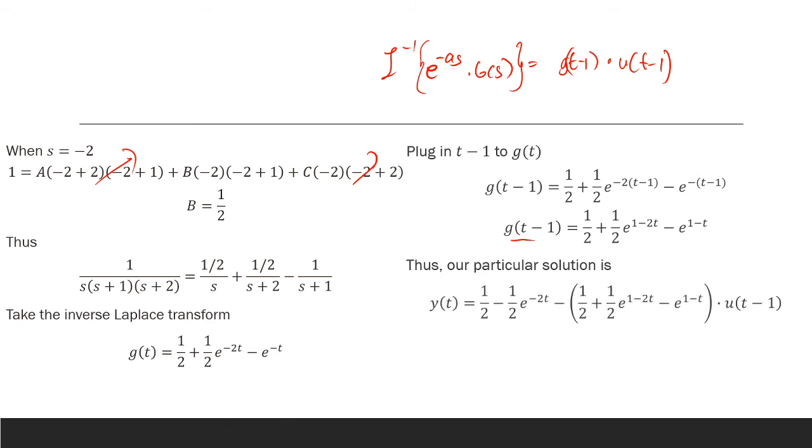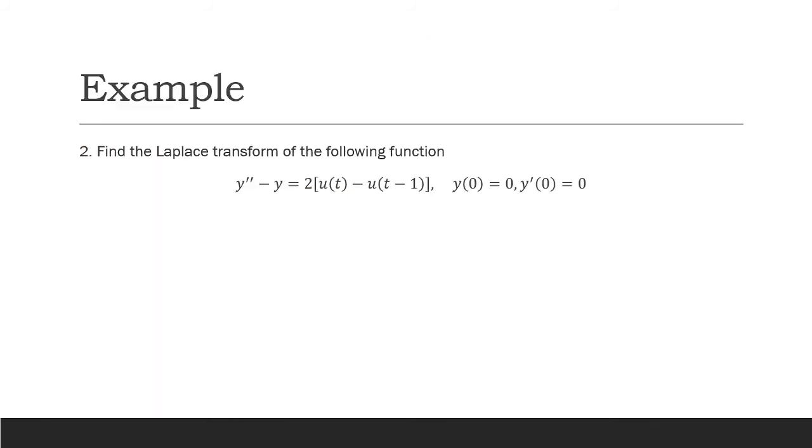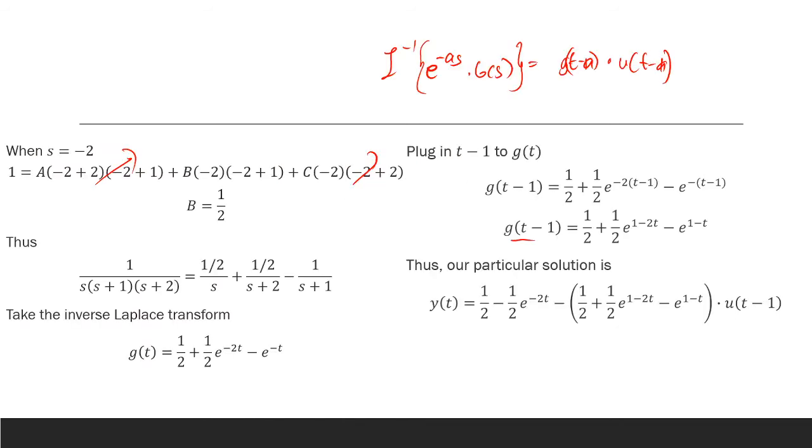So, substituting that to the equation, actually, a pala. And just in this case, ang a natin is 1. That's why, ang ating particular solution will be y of t is equal to 1 half minus 1 half e raised to negative 2t minus 1 over 2 plus 1 over 2 e raised to 1 minus 2t minus e raised to 1 minus 2t times u of t minus 1. So, that is our Laplace transform.